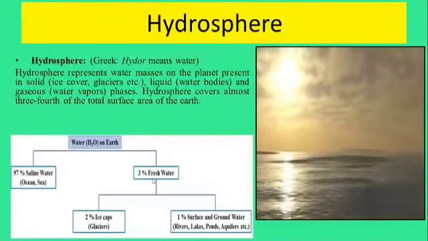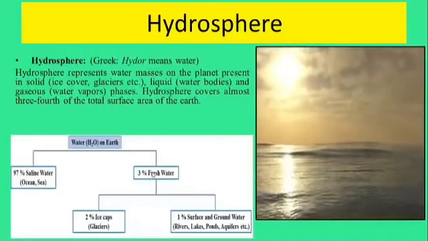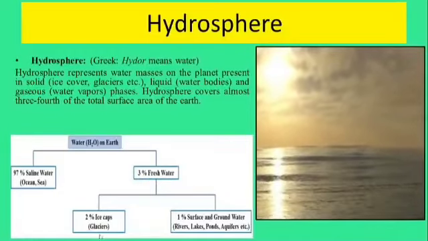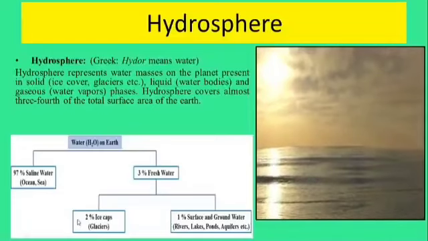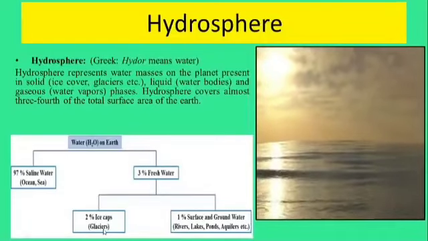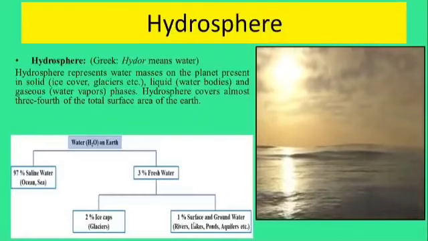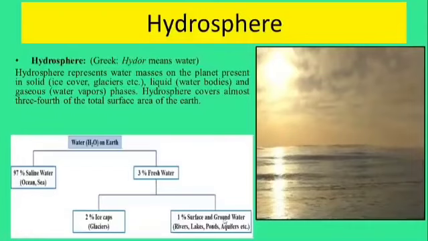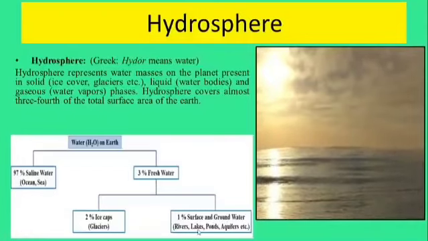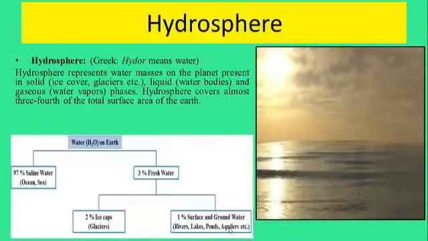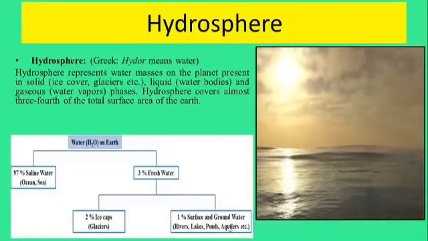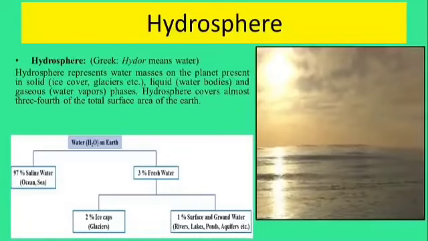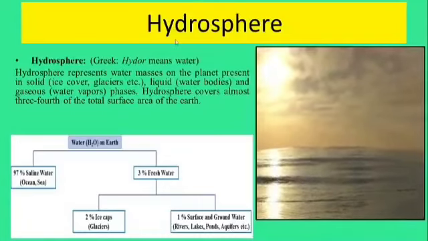Even within this 3%, 2% of water is totally inaccessible because it is present in the form of ice caps or glaciers. So we are dependent on 1% of water which is available to us in the form of surface water and groundwater, for example river, lake, pond and aquifer. So together, water mass in solid, liquid and gaseous form forms our second component, that is hydrosphere.